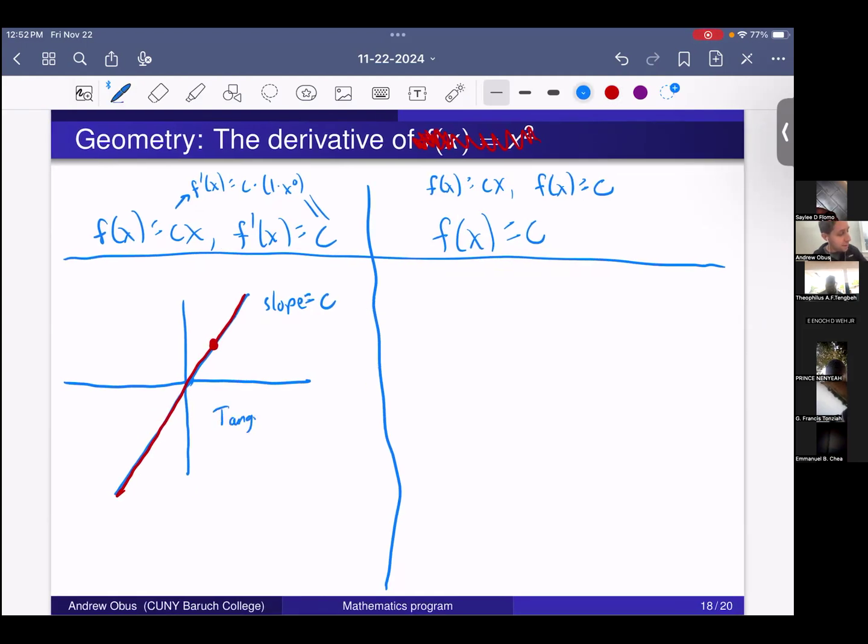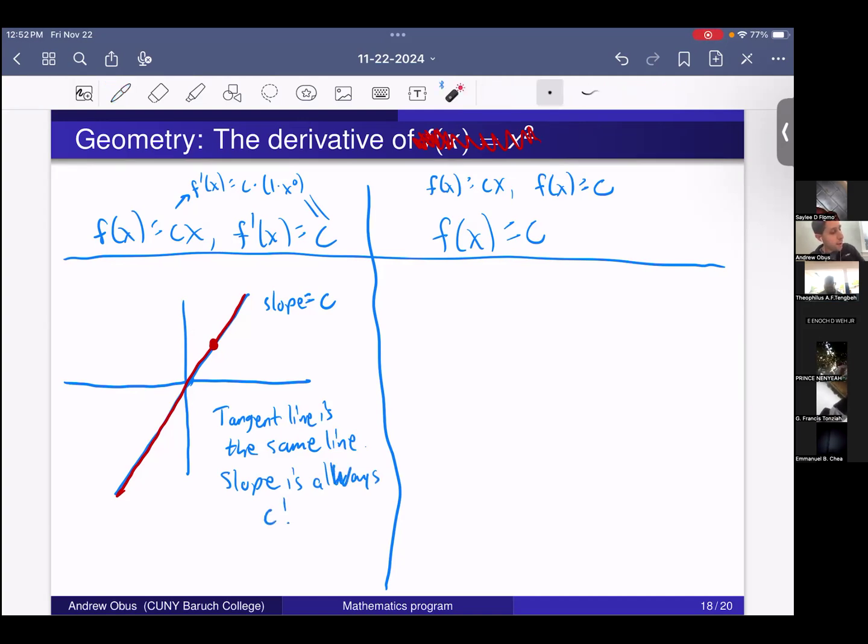So the tangent line is the same line, and the slope is always c. No matter where I am on this line, the tangent line's the same line. It's always going to have slope c. That's why the derivative is just a constant. It's just c, because it's saying no matter what we plug in for x, no matter what our x coordinate is, the slope of the tangent line will always be equal to c. That's what's going on with a straight line here.